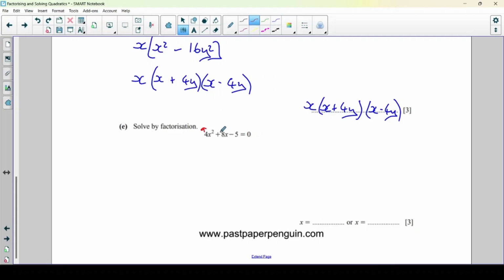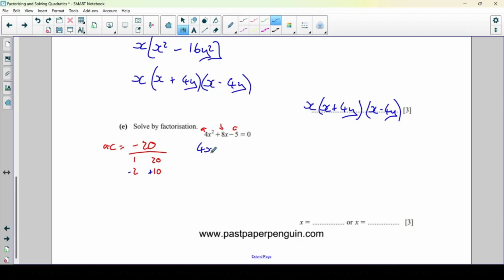This is another AC method, so let's write down ABC. For AC, 4 times minus 5 is minus 20. We're multiplying to give a negative, so that means one's positive, one's negative, and we want the numbers to have a difference of 8. Our factors of 20 are 1 and 20, 2 and 10. Those have a difference of 8. We want plus 8, so that means we want minus 2 and plus 10.